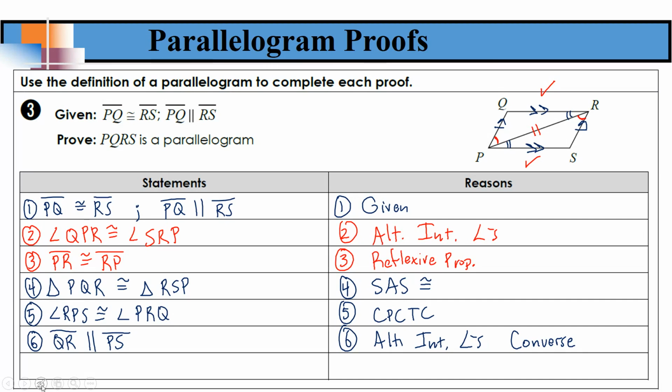And then finally, you'll notice that in our diagram we can see two pairs of opposite sides parallel. Well, that means that we can finish up our proof. We can now establish that PQRS is a parallelogram because of the definition of parallelograms. All right, let's go ahead and flip the page. Let's look at a few on the back.